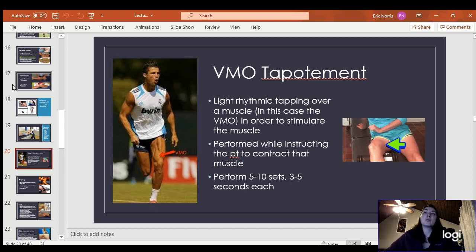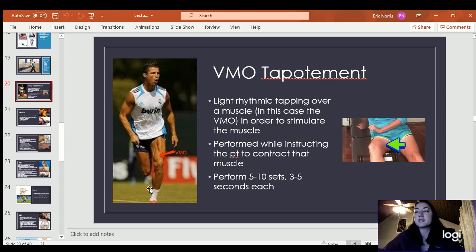Typically, we'll tap while they're activating and then relax while they're in between reps, and then tap again. And it says 5 to 10 sets. I mean, it's however many reps you're doing for that exercise. You tap over it each time.